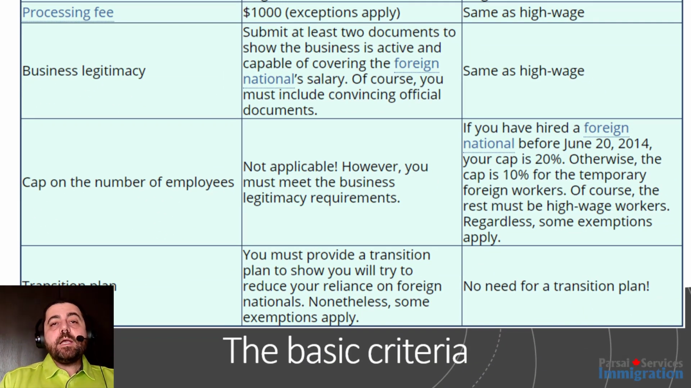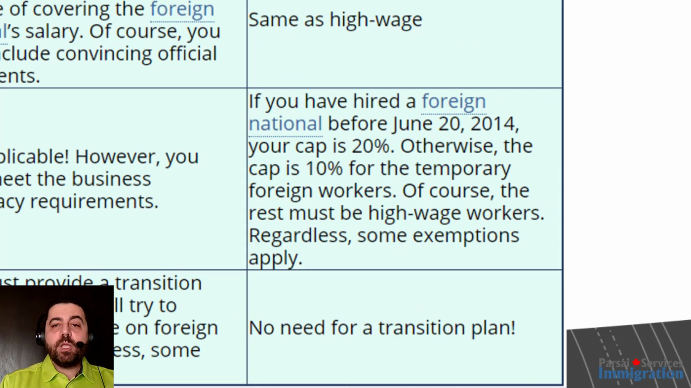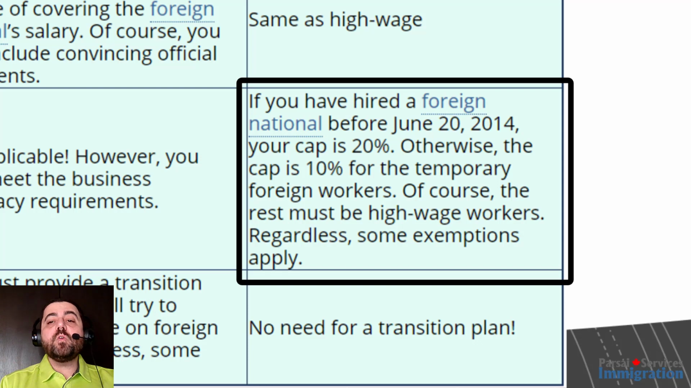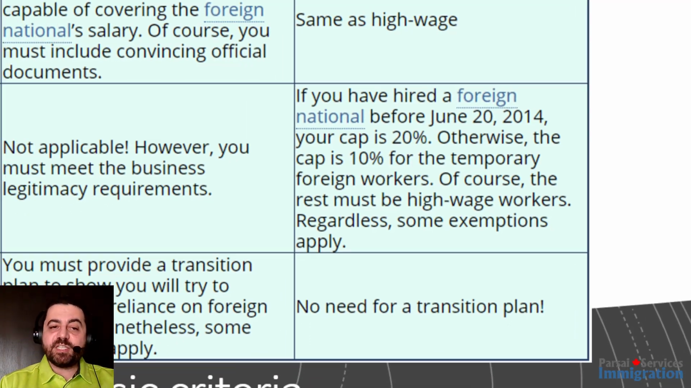Those kind of things define that this business is active and also is capable of paying the salary of that person. In low wage LMIA, there is a cap on the number of employees that you can hire under the low wage program. If you have hired a foreign national before June 20th, 2014, your cap is 20%. Otherwise, the cap is 10% for the temporary foreign workers. It means that the other foreign nationals that you are hiring, you need to hire them under the high wage LMIA. We don't have a cap per se for high wage LMIA. However, you need to meet all the requirements, including but not limited to the business legitimacy.